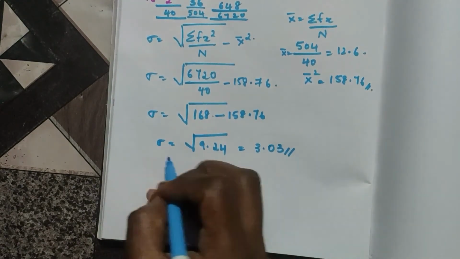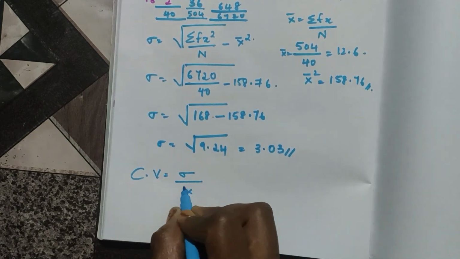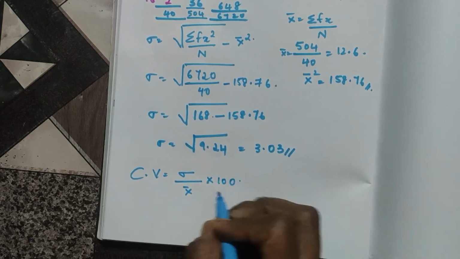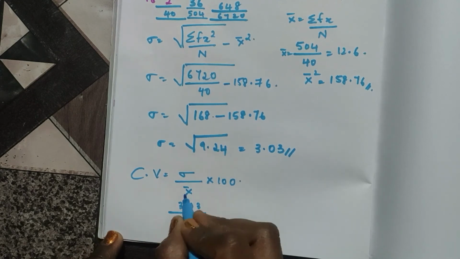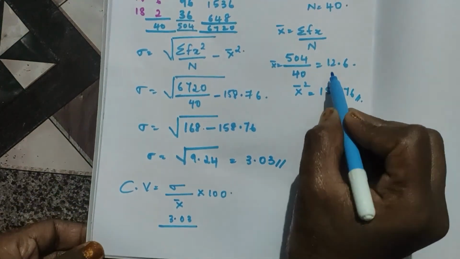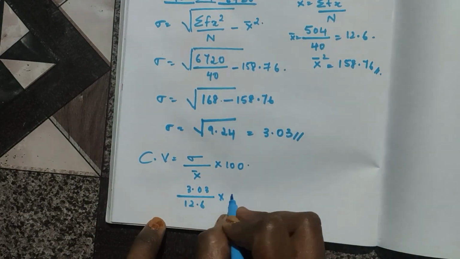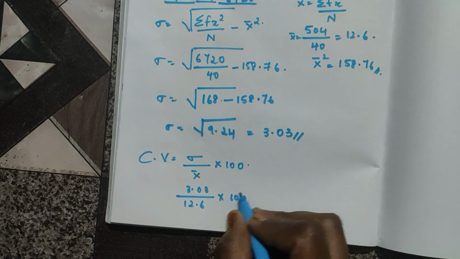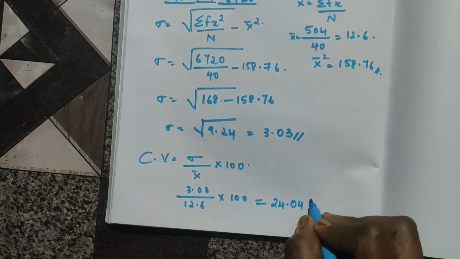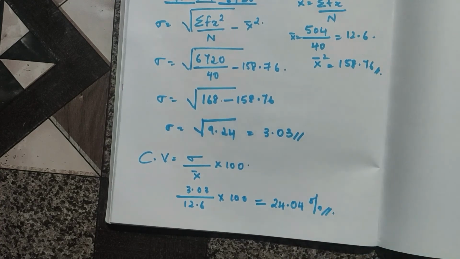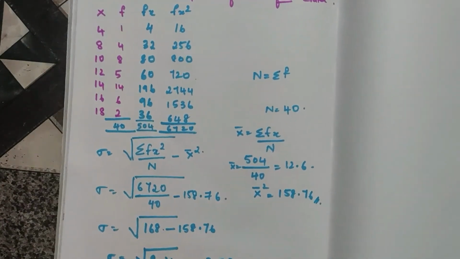So let's find out the coefficient of variation. The formula is standard deviation divided by x bar into 100. The standard deviation is 3.03 divided by x bar. The x bar value is 12.6, into 100. So you multiply this, you get 24.04. So this is how you find the standard deviation for a discrete frequency distribution.